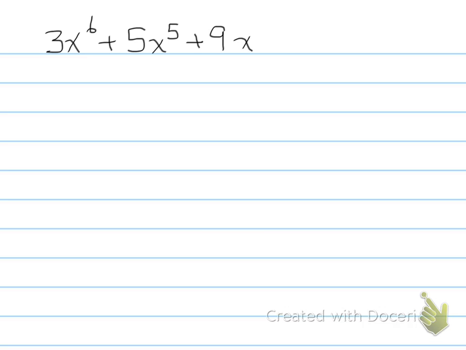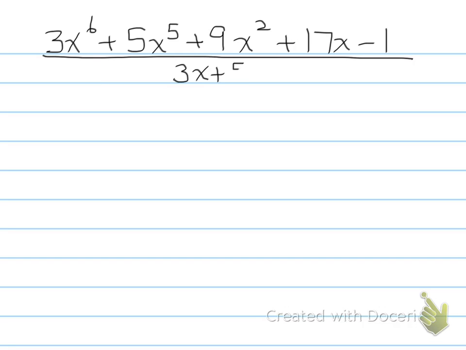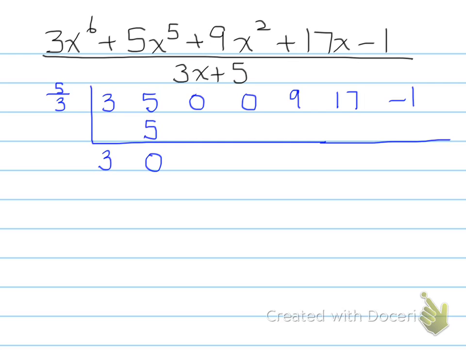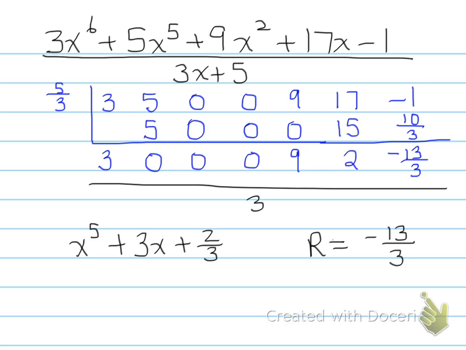Alright, let's look at another problem. Here we go. And try this one on for size. Well, you'll end up with the following: 3, 0, 0, 0, 9, 2, and negative 13 over 3. Alright, so all of these numbers are divided by 3 with the exception of the last number. This last number is the one that's not divided by 3. So it's x to the 5 plus 3x plus 2/3, minus 13 over 3 is your remainder.